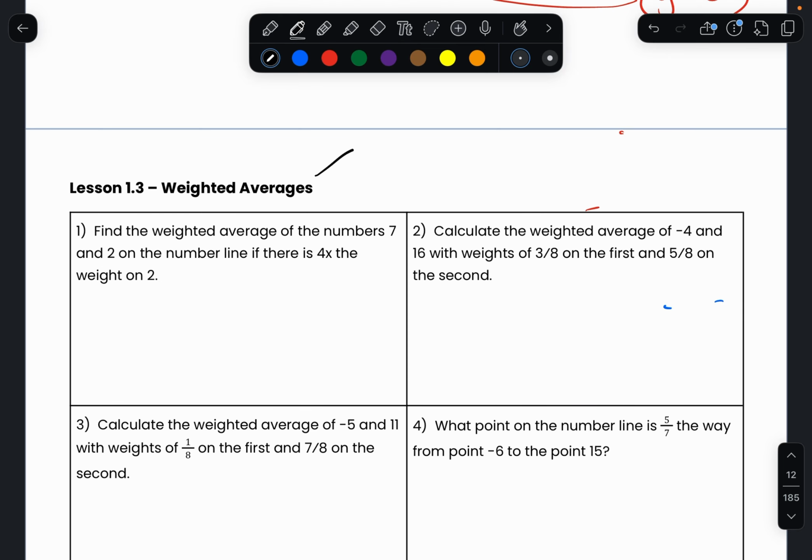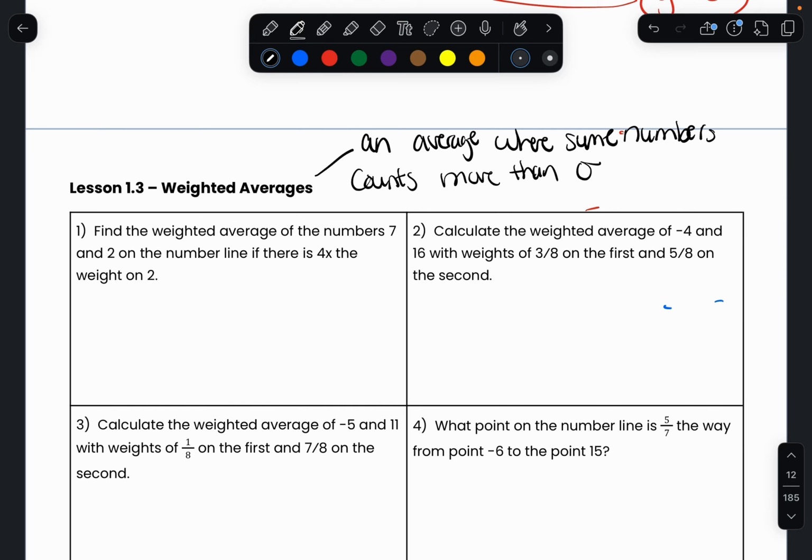So now on the top of your page, go and write it down. Weighted average is an average where some numbers count more than others. That is the definition of a weighted average.